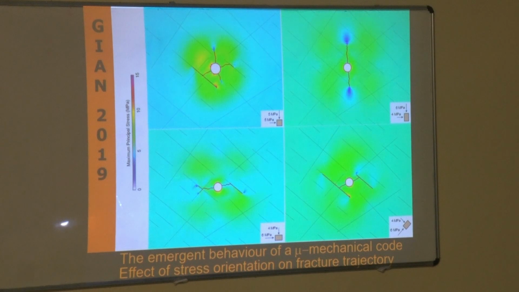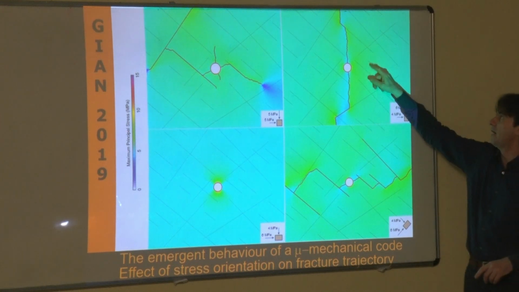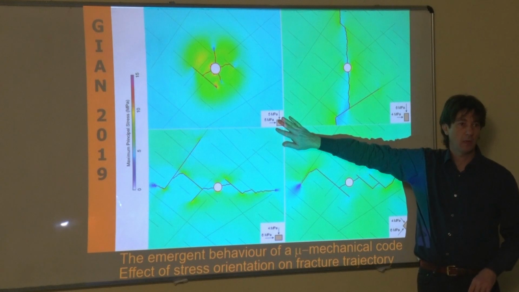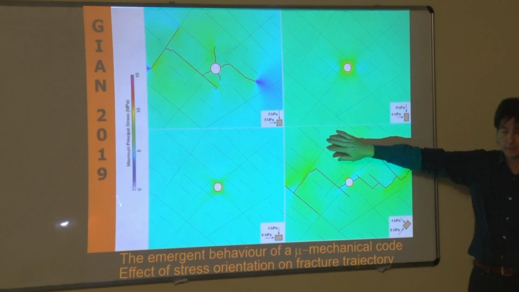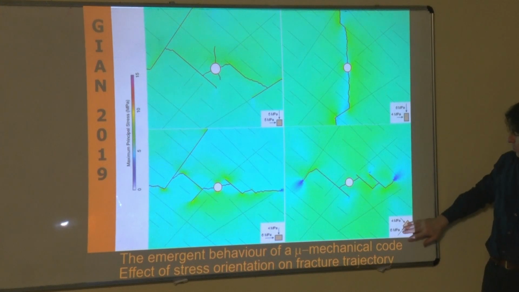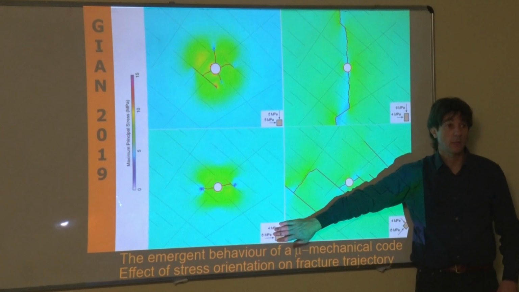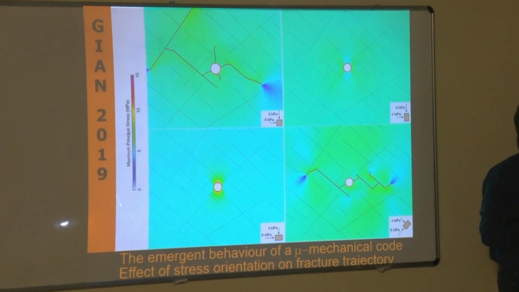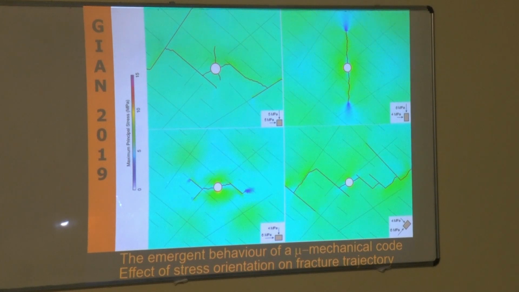So you can use exactly the same model, identical, same mesh, same pre-existing fractures, same well, and you change your boundary conditions. You go for the same stress, but a different direction: sigma 1 vertical, sigma 1 at 45 degrees, and sigma 1 horizontal. Nothing else. And then you pressurize with the same increase in pressure. Are the fractures the same? No. It's completely different. The outcome is totally different.